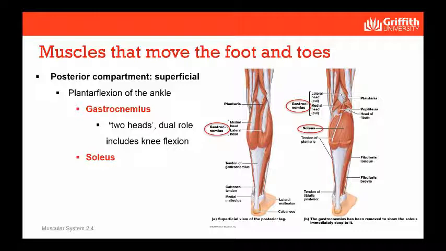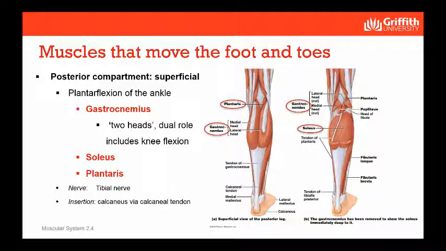Soleus is a broad, flat muscle that lies deep to gastrocnemius and also plantar flexes the ankle. It is an important postural muscle that is activated during walking, running, and dancing. Plantaris is a tiny muscle in the popliteal fossa that helps to flex the knee and plantar flex the ankle.